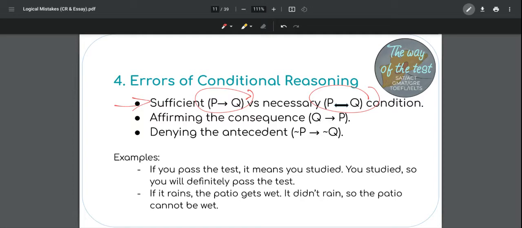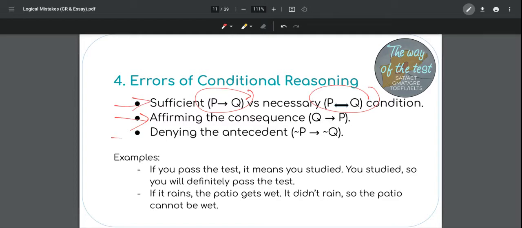So the rain is not a necessary condition. It's sufficient, but it's not necessary. The second case, affirming the consequent. Remember, if P causes Q, like if it rained, the floor gets wet, it does not mean that if the floor is wet, then it had rained. Remember, since there are alternative causes, we cannot know just because of the effect that the cause occurred.